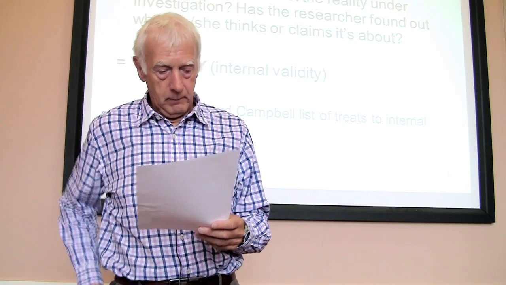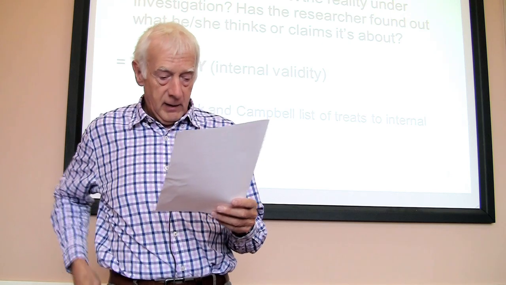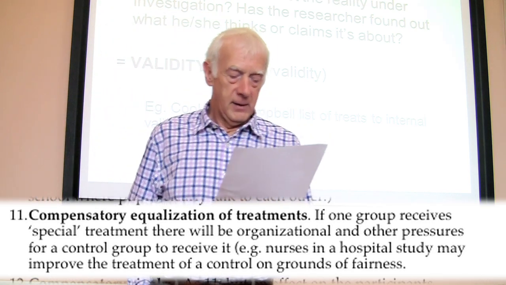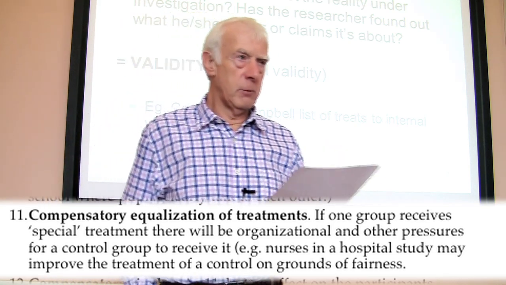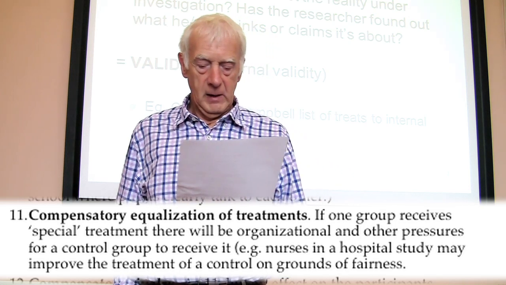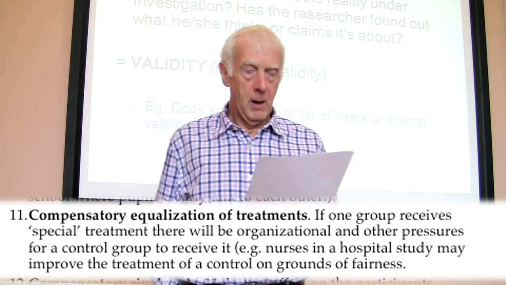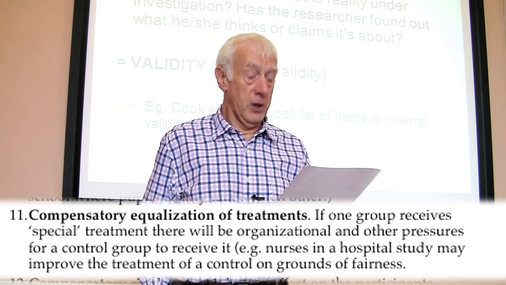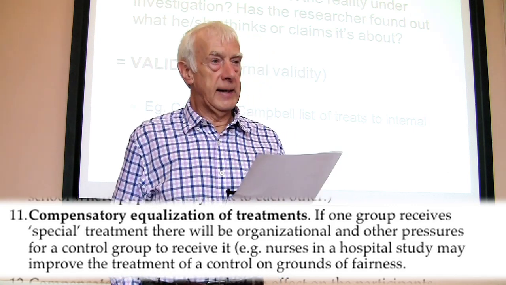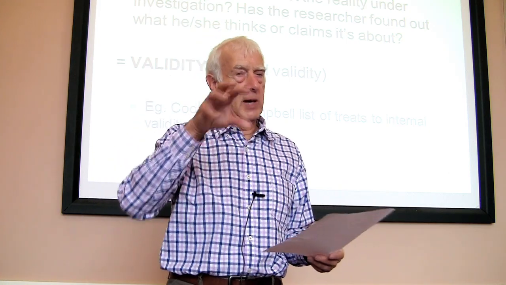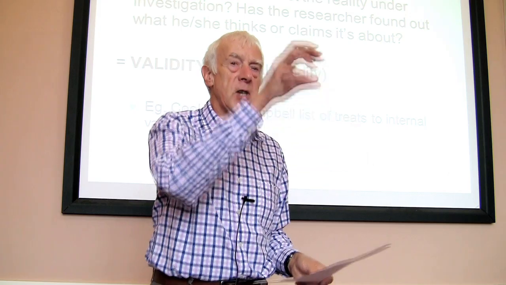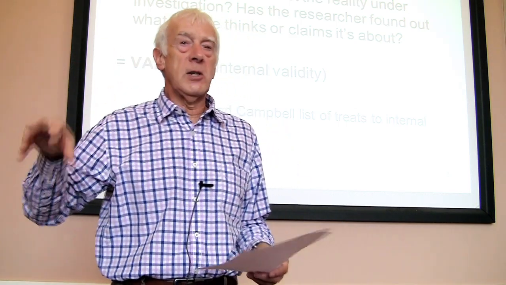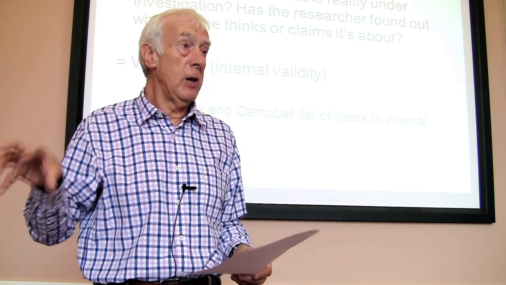Okay, let me pick out one or two others here. I'm going to pop down to number 11, compensatory equalization. This is a problem that often occurs when you're doing research in organisations like hospitals, which is the example I've got here. One group receives a special treatment, and there are often organisational or even professional pressures for the control groups to get the same. What you actually want is one group that's getting the treatment, where you've changed something, and the other group doesn't get it. They're the norm. Nothing particularly special happens to them at all. That's how you really want it to happen.